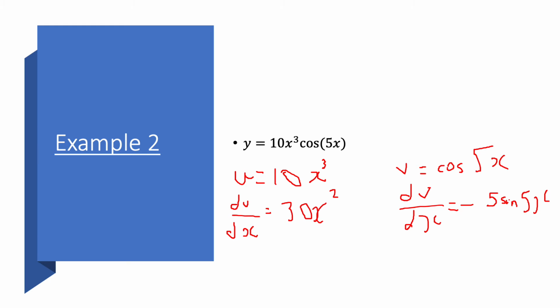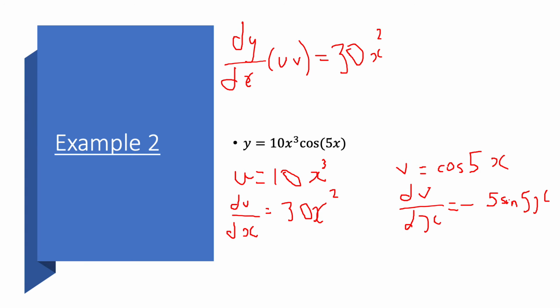Okay, and that should be a 5 there, guys, and not a square root. So that should be a 5 there. Right, so using the formula, dy by dx of uv is v du dx, oops, should be a u there. So it's v du dx, which is 30x squared cos 5x, plus, or minus, sorry, minus 50x cubed sine of 5x.